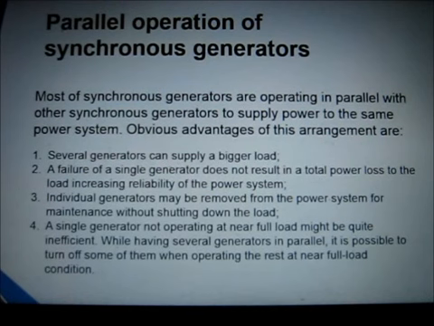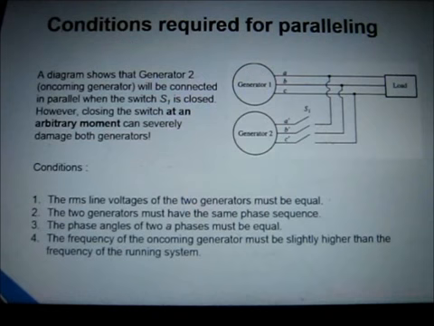Now this is the parallel operation of synchronous generators. It is very widely used. Some of its advantages are: several generators can supply bigger loads. In case of very high supply required, we can use parallel generators. A failure of a single generator does not result in the total shutdown of the power. The other system can work easily. Individual generators may be removed from the power system for maintenance without shutting down the load. A single generator not operating near full load might be quite inefficient, while with several generators in parallel, it is possible to turn them on and get a little bit more efficiency than using a single generator.